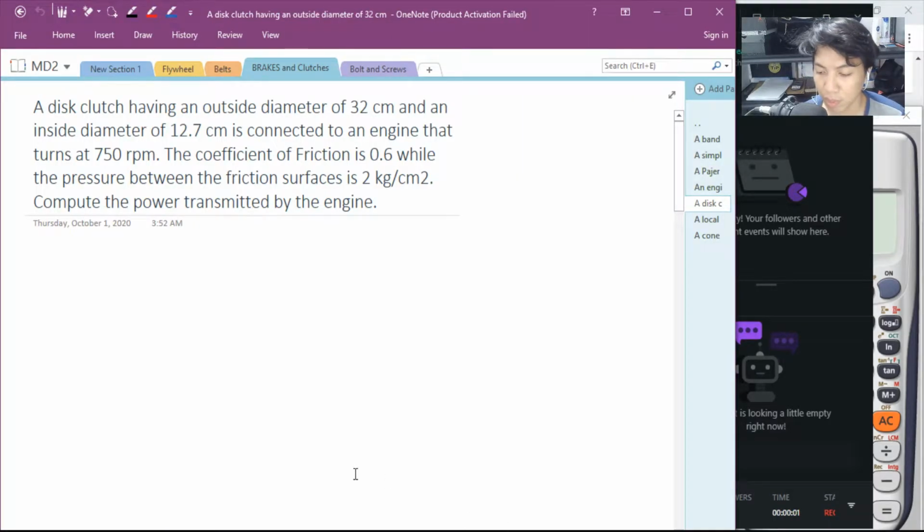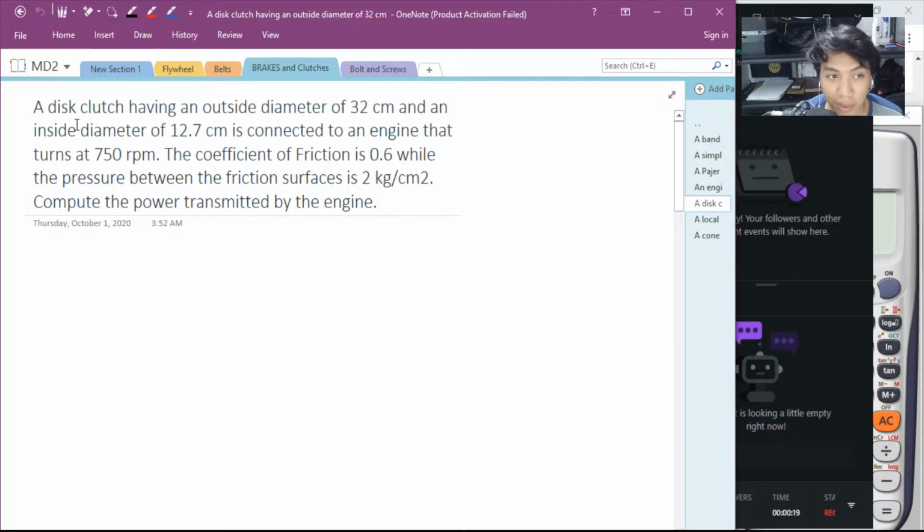Okay, so this will be the continuation of the discussion for brakes and clutches. So we still have three more problems to answer. Pero ito, very brief na lang yung pag-answer sa kanila. So let us go with the first problem of the last three problems.